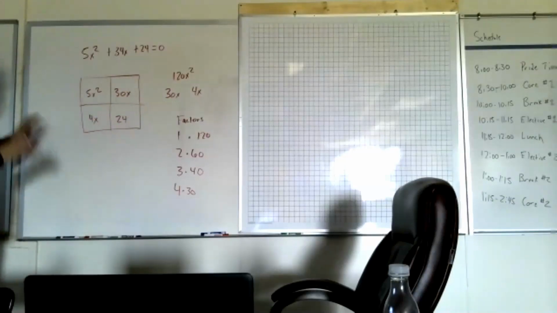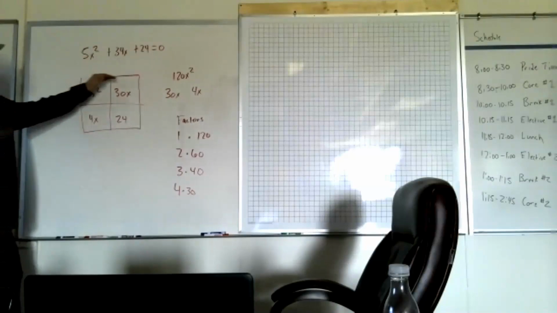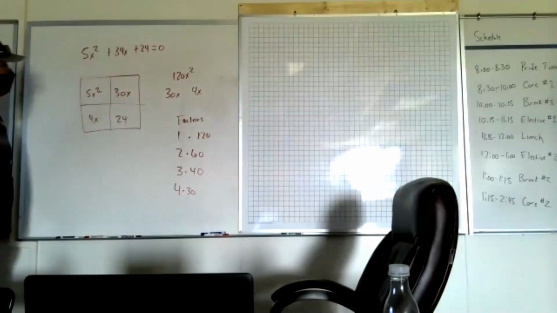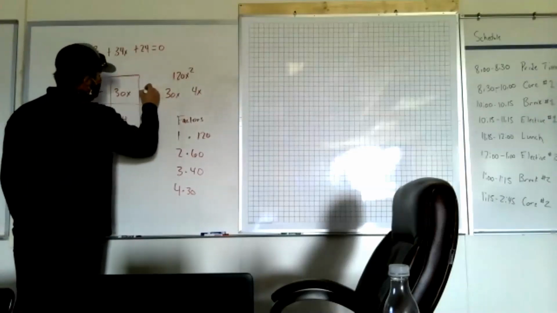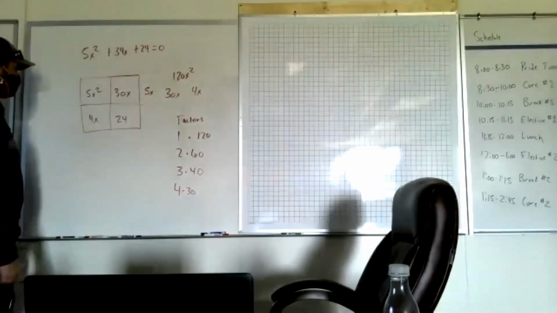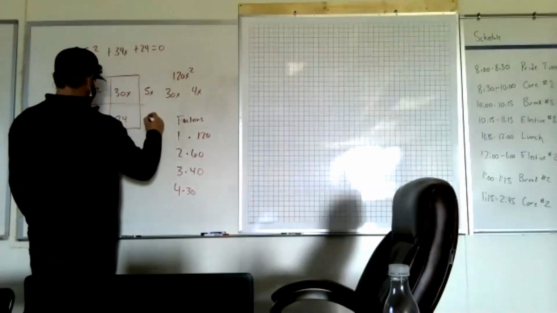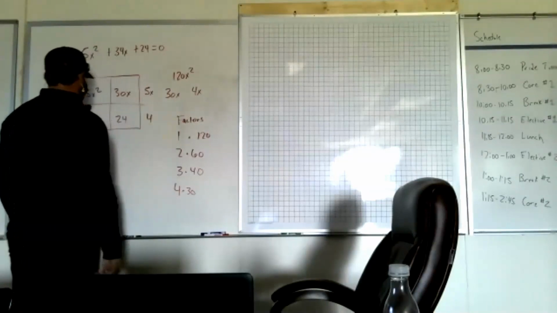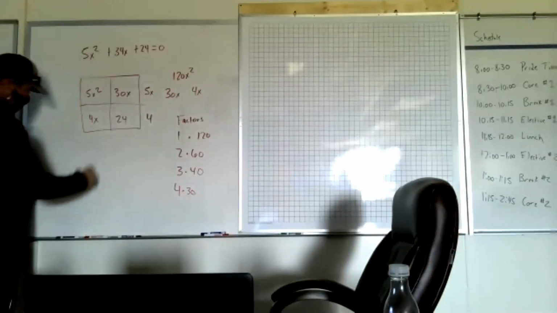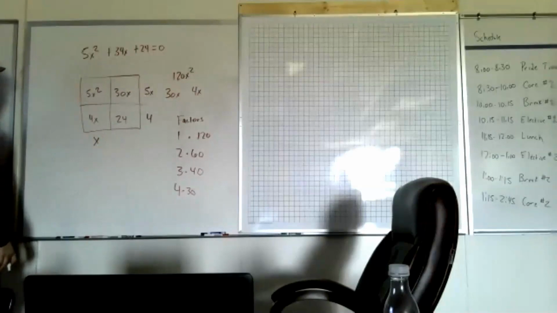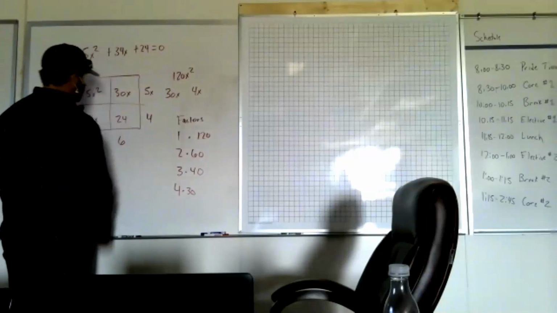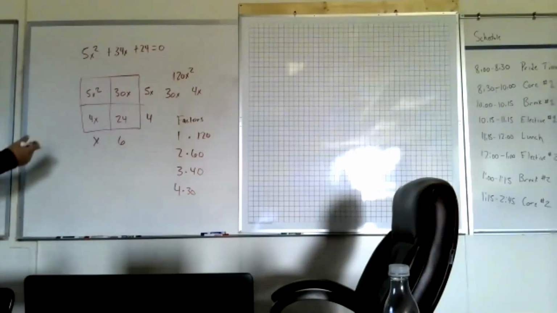Okay. Now, the process just stays the same. Factor out the greatest common factor of each row and column. Greatest common factor between 5x squared and 30x is 5x. And we'll multiply to be both of them. Greatest common factor between 4x and 24 is 4. Okay. Greatest common factor between 5x squared and 4x is just x. Greatest common factor between 30x and 24 is 6. Okay, now I can check myself.